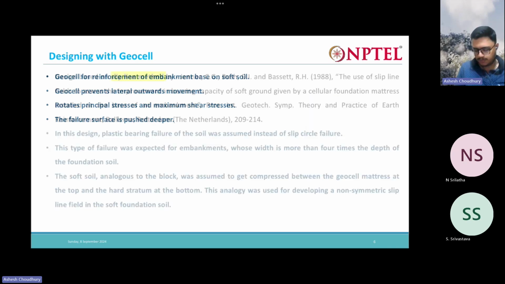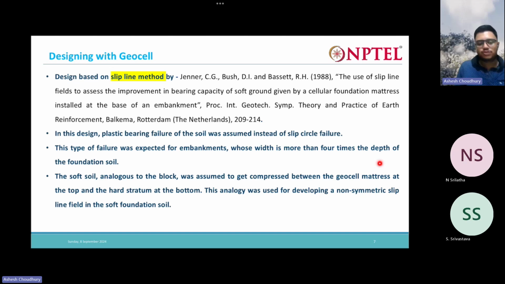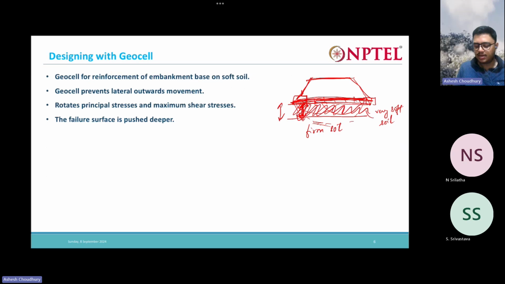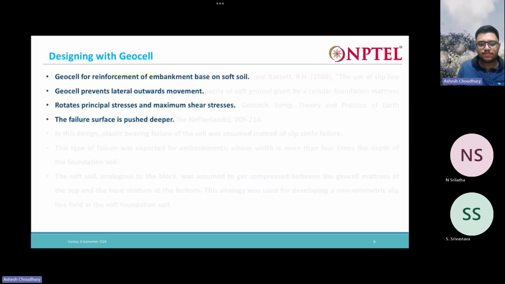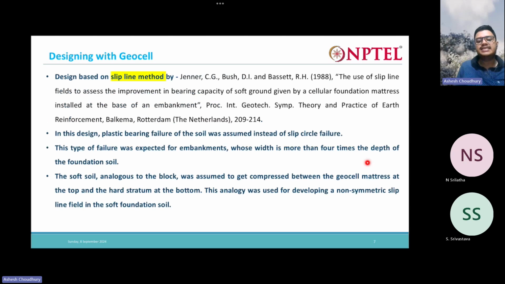Okay, the soft soil analogous to the block was assumed to get compressed between the geocell matrix at the top and the hard stratum at the bottom. So we have this soft soil here. This soft soil is assumed to get compressed between the geocell layer at the top and the hard soil layer at the bottom. Okay, this analogy was used for developing a non-symmetric slip line field in the soft foundation soil.